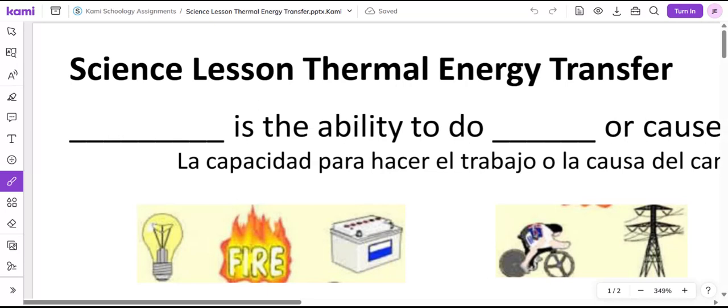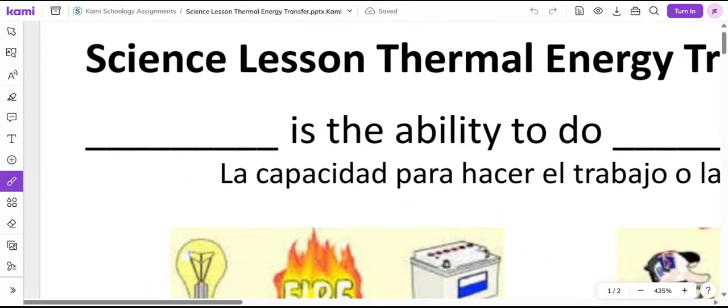We're working on thermal energy transfer. Last week we did a lab, we did some stuff in class. Now we're going to put it into our notebook.